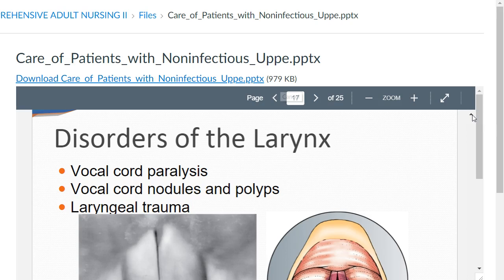Usually one is affected, and so hopefully the airway will still be patent, but the voice is affected. So the patient may have some hoarseness, breathiness, and be more prone to aspiration.